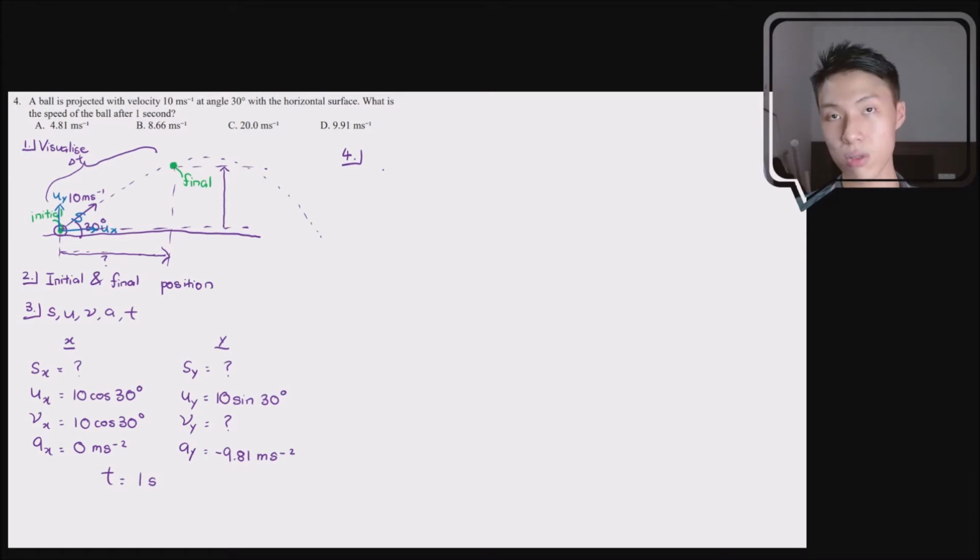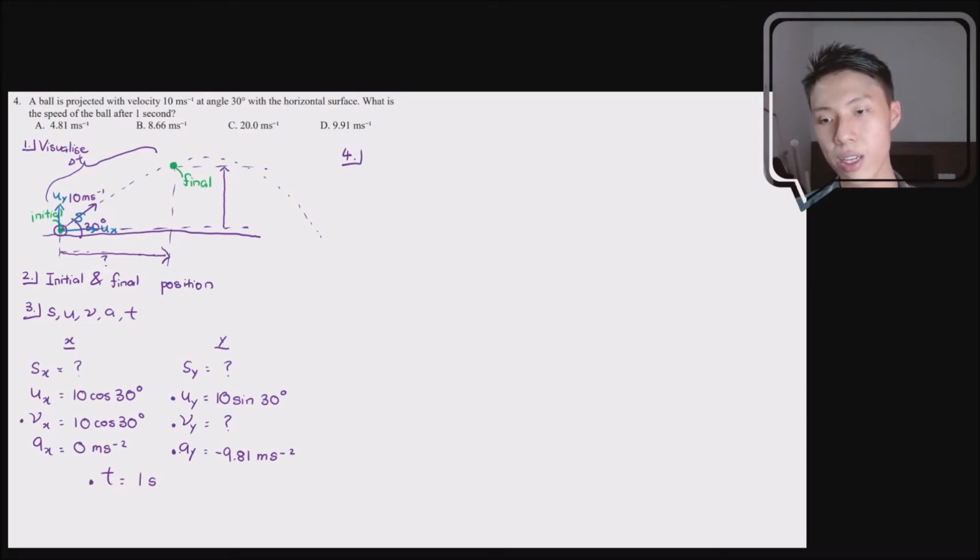Then from there, we substitute and obtain the answer. The thing that we want is the final speed, so we need Vx and Vy. We have Vx already. What we don't have is Vy. So in order to determine Vy, we need to use the information that we have. We have U, we have A, we have T.